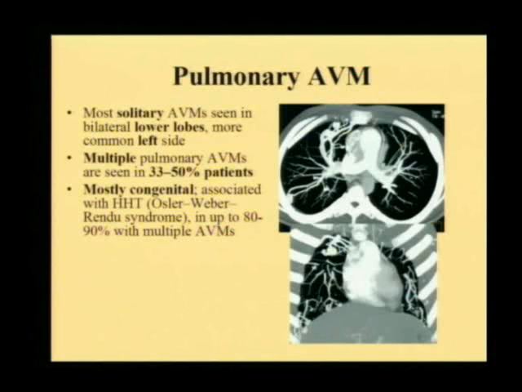Most of these malformations are congenital in origin, and when multiple, they are associated with Osler-Weber-Rendu syndrome, also popularly known as HHT, which stands for hereditary hemorrhagic telangiectasia, a syndrome complex which involves the liver, the GI tract, the nasal mucosa, and also the brain.